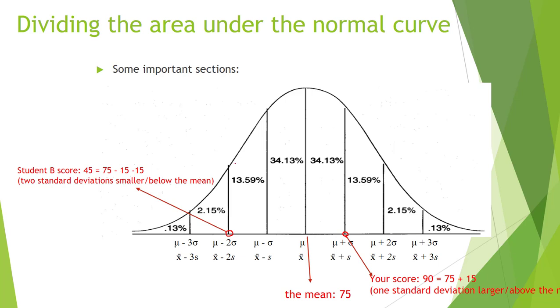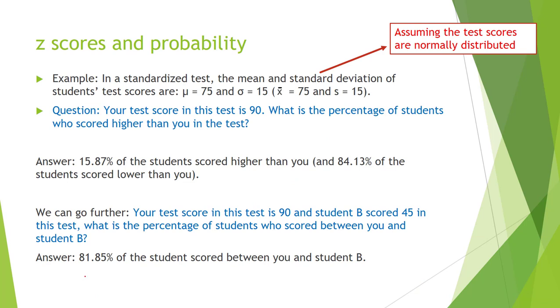Based on our discussion, you should know the percentage of students who scored between you and student B will be this area and this area. And you know this area is 13.59%, this area is 34.13%, this one is 34.13%. You add them up, and then your answer will be 91.85% between you and student B. Okay?